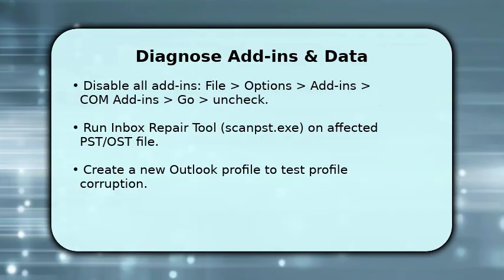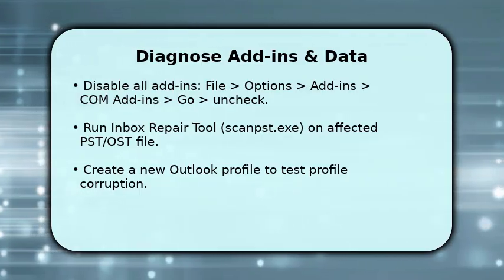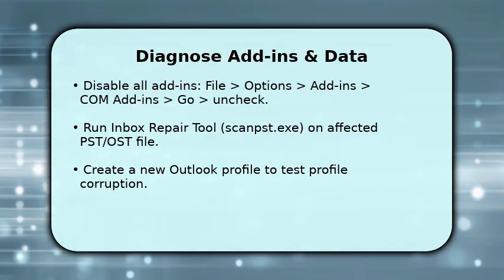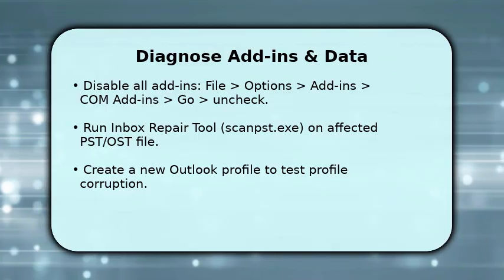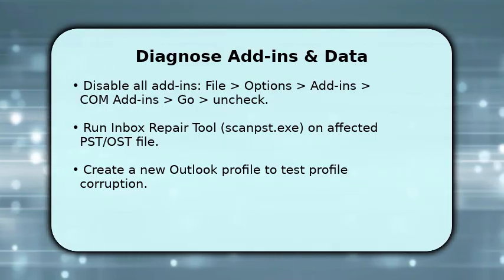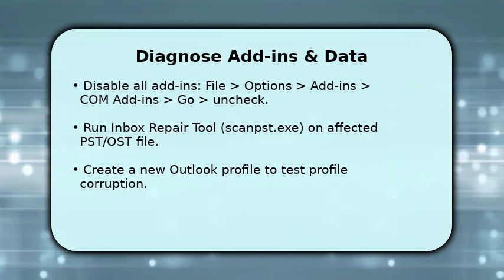Next, run scanpst.exe against your PST/OST to fix structural issues: locate the file, run the tool, and allow repairs. If problems persist, create a new Outlook profile via Control Panel to rule out profile corruption.